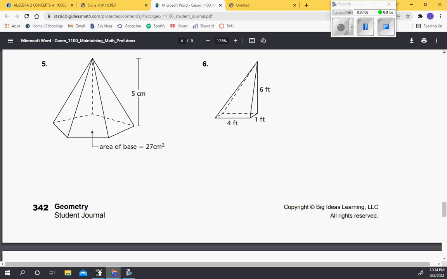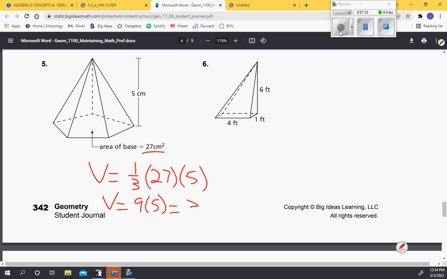Number 5, they give us the area of the base. That's nice. It's 27. So the volume is 1/3 times 27 times 5. Well, I know what 1/3 of 27 is. That's 9. Times 5 is equal to, sorry, not 35, 45 centimeters cubed.